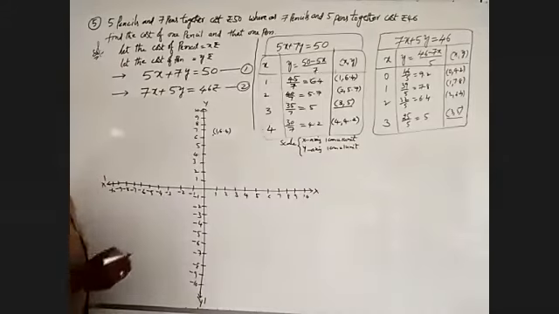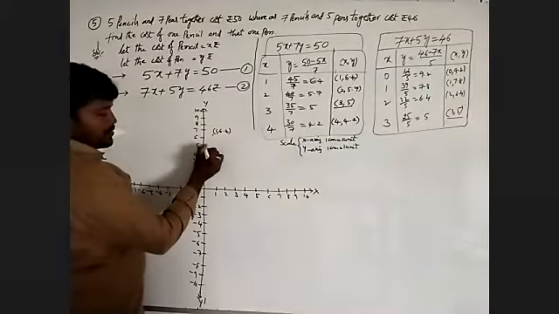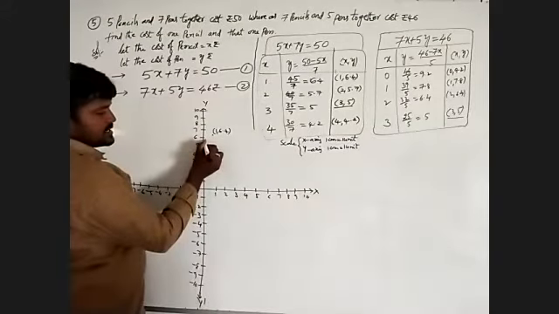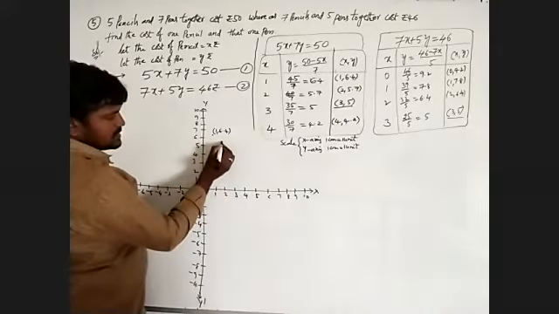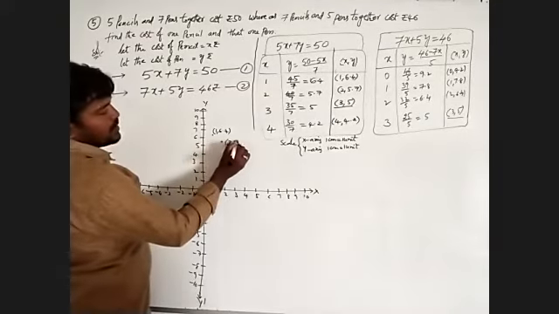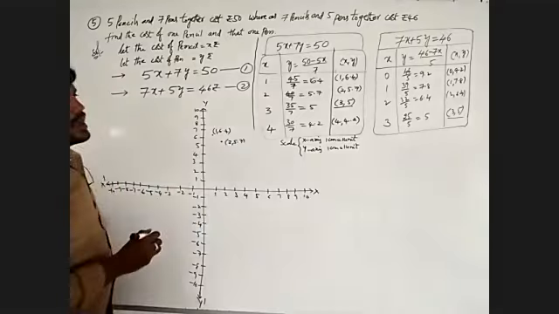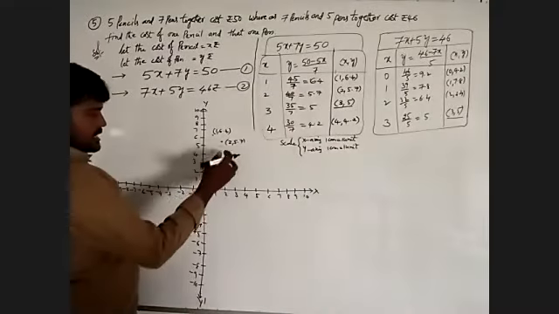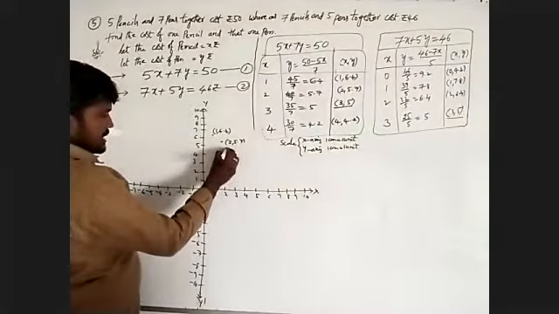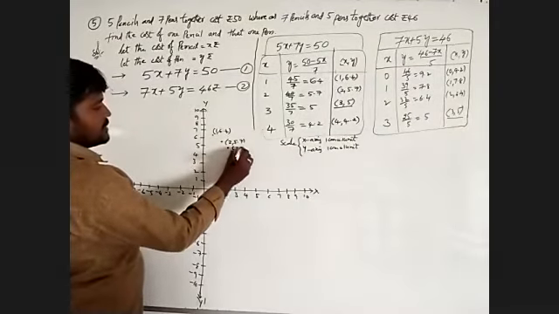5.7 lies between 5 and 6. Marking 5.1, 2, 3, 4, 5, 6, 7, this is 5.7. I have to take this at x equals 2. This is the point (2, 5.7). After that we take the point (3, 5). This is 3, this is 5, and this becomes the place. This is (3, 5).